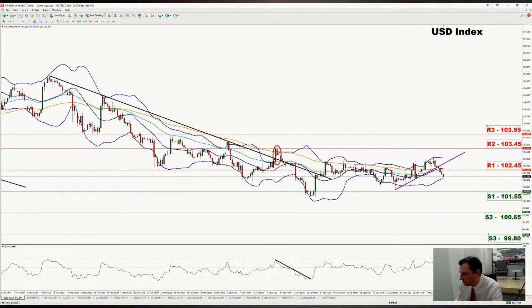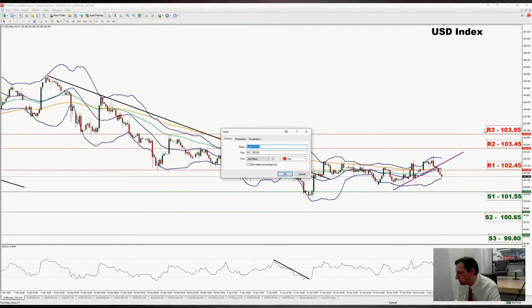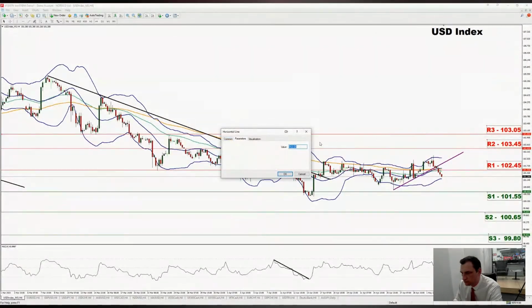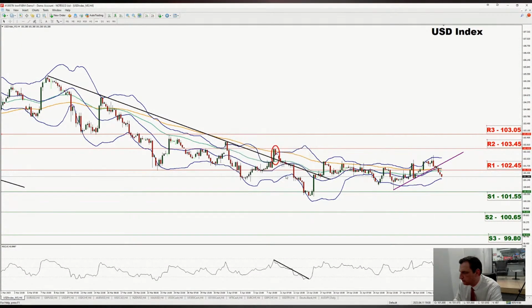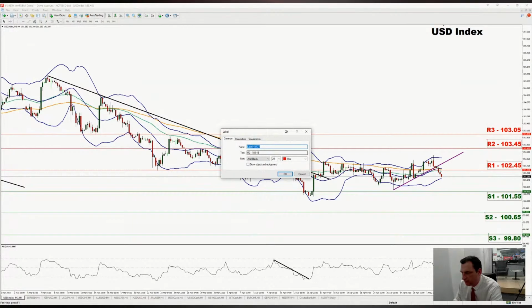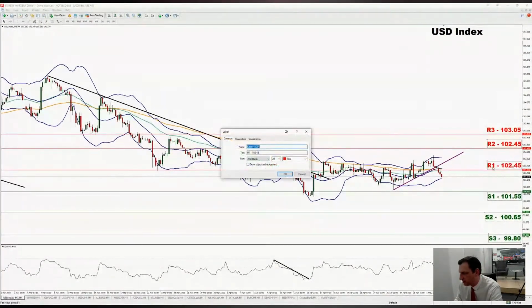Starting with the R3, which is now being placed at 103.05. Let me reaffirm this. The R2, 102.45. Pretty narrow exit actually, but still, due to the touches we have, it seems to be valid.